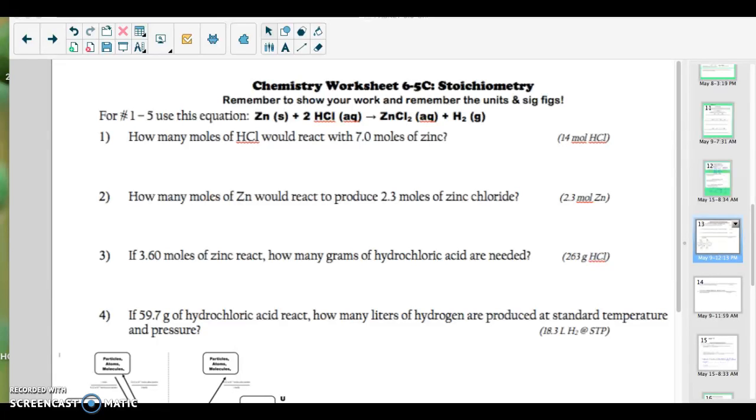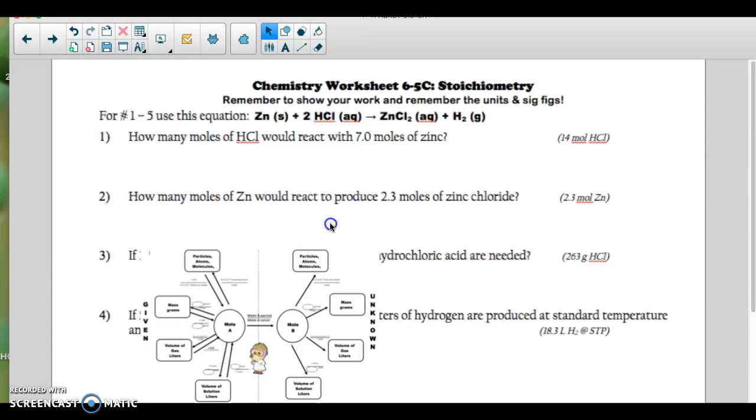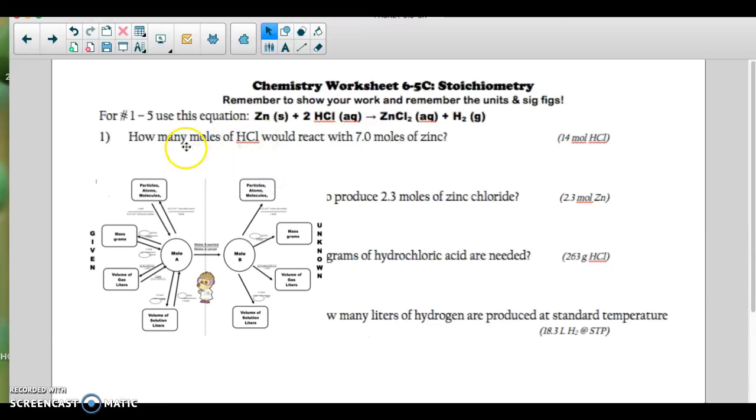This is a recording of some stoichiometry problems I wanted to show you guys. So I'm going to use our mole map when I solve these. If we read this first question, we're looking for moles of hydrochloric acid, and we're going to try to end here. So the moles of HCl, that's going to be my B. And then I'm going to be starting with 7 moles of zinc. So that is my A. That's the one I'm going to start with.